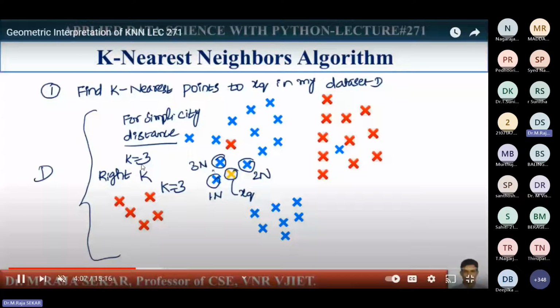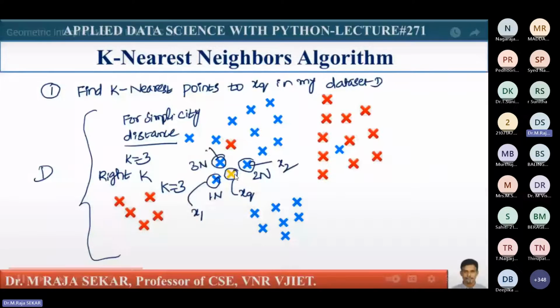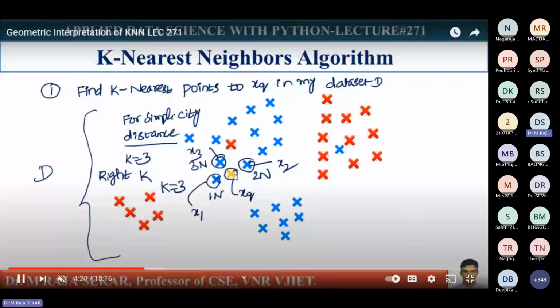K equal 3 means, for this query point XQ, what I have to find? I have to find the nearest 3 neighbors. You may ask, how do you know nearest? There are different performance measures. There is Euclidean distance, there is Manhattan distance, and there is cosine similarity.